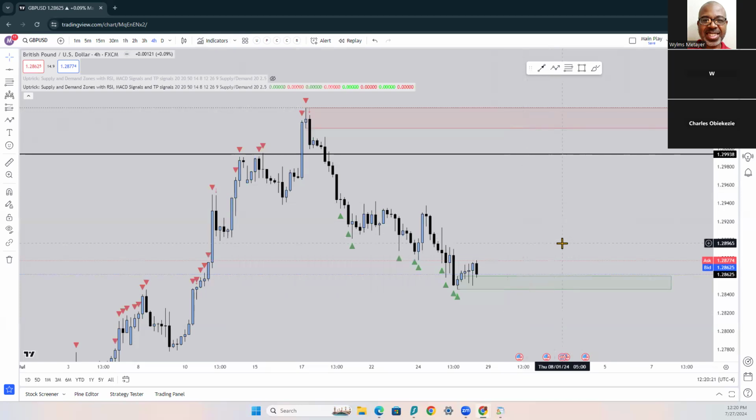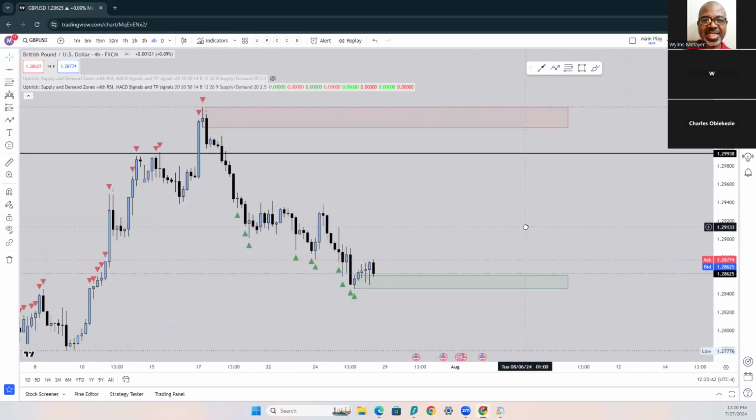Because what if I told you that these arrows will tell you when to enter the market? Green means you buy the market. Red means you sell the market. Whenever you see these pop onto the chart, anticipate entering the market. As you can see here, it puts the supply and demand zones on here as well. And so you're going to be trading within these zones.